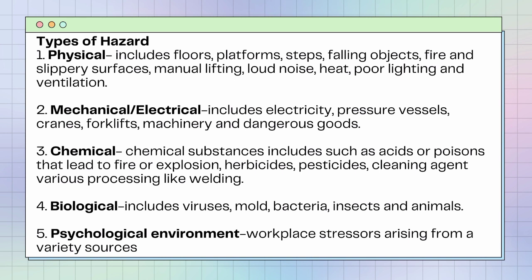Number 3. Chemical. Chemical substances include acids or poisons that lead to fire or explosion, herbicides, pesticides, cleaning agents, and various processes like welding. 4. Biological. It includes viruses, molds, bacteria, insects, and animals. 5. Psychological environment. Workplace stressors arising from a variety of sources.